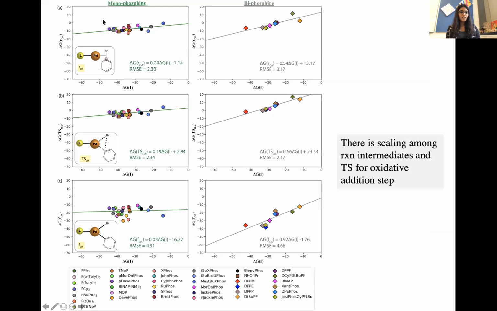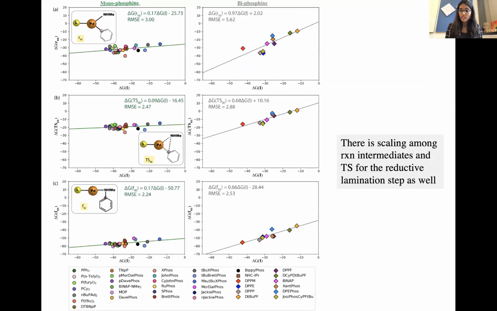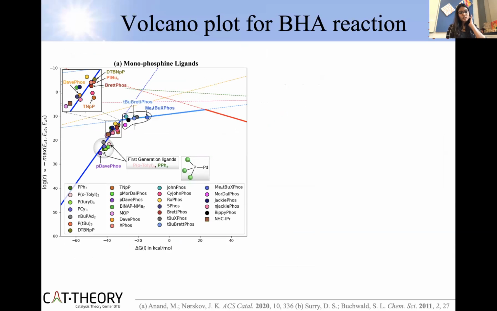So these are the scaling relations between the oxidative addition reaction intermediates and transition states with respect to intermediate I. You can already see there's quite a good scaling relation for the oxidative addition step. In fact, it holds even for the reductive elimination step. So this was great, and we were very excited about it. And then we decided to make the volcano plots.